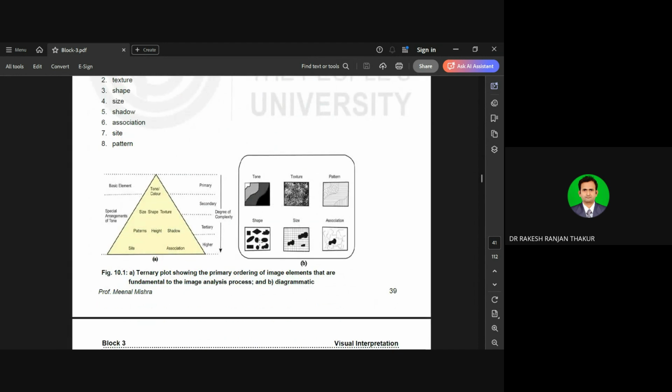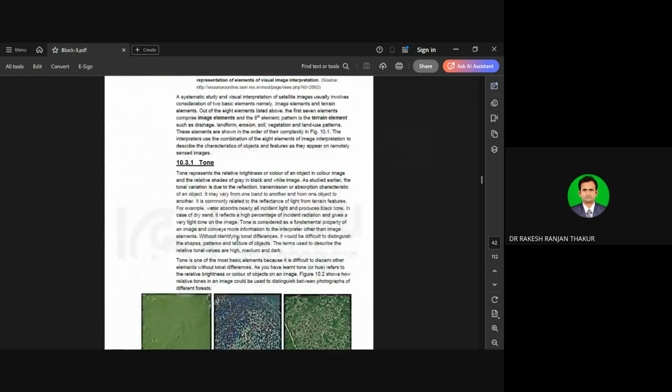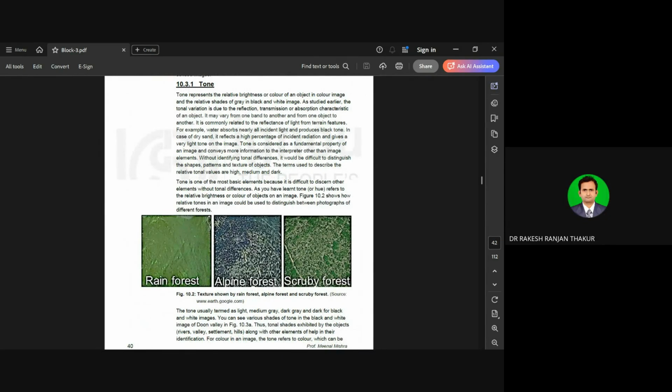Tone is there. It is also given a texture. So just go through it, and you will have some knowledge. Suppose someone does not have good knowledge of the different elements of visual interpretation. In this diagram, you can see some examples of tone, texture, pattern, size, shape, and association. Then, going forward, I can see another example of tone.